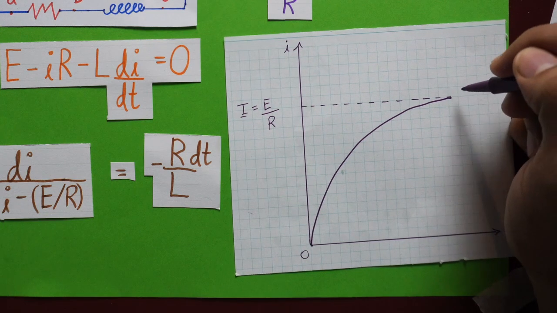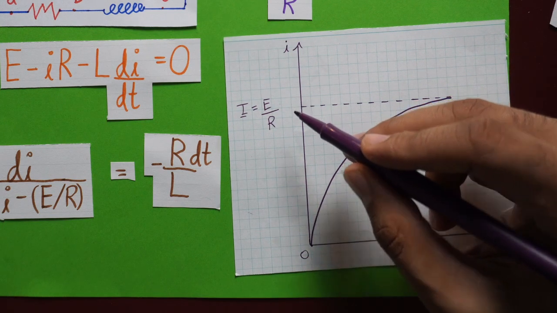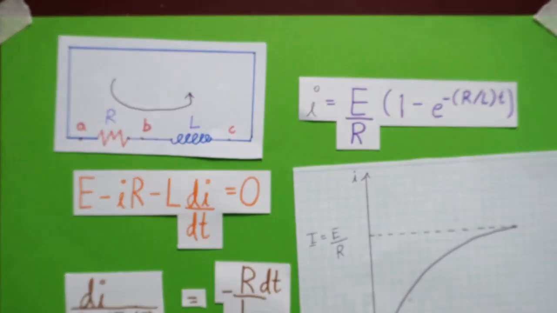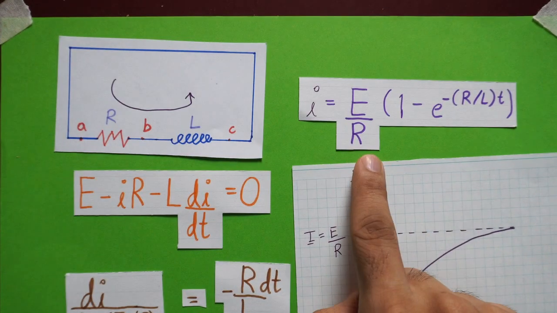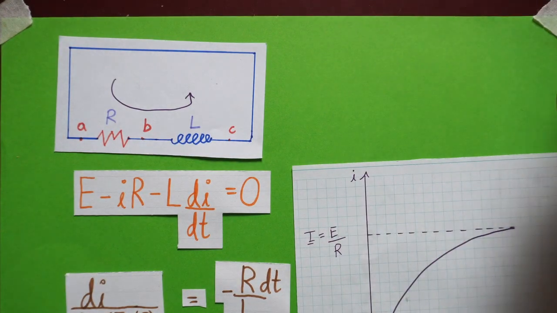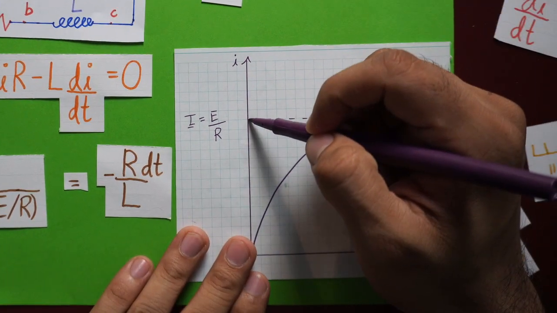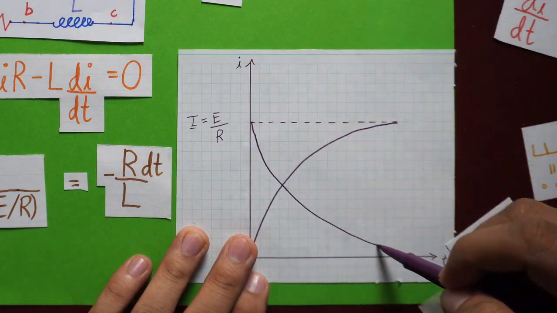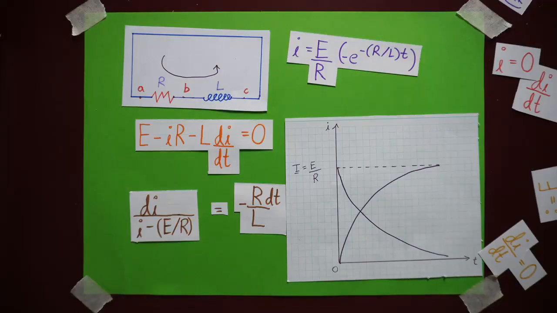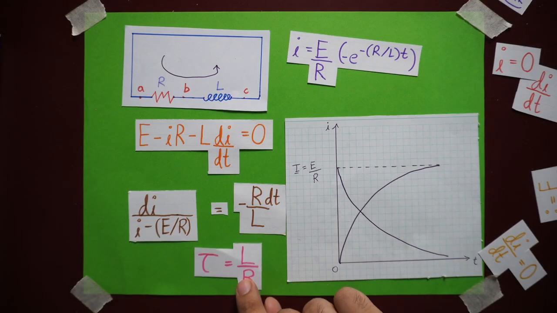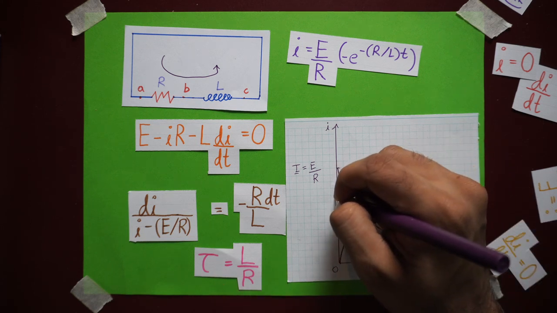This reaches an asymptote at the maximum value of E over R. But let's say we remove this battery, then this equation changes to this equation, and subsequently our graph will look like this. An additional piece of information is when tau, the time constant, equals L over R. It's somewhere around here.